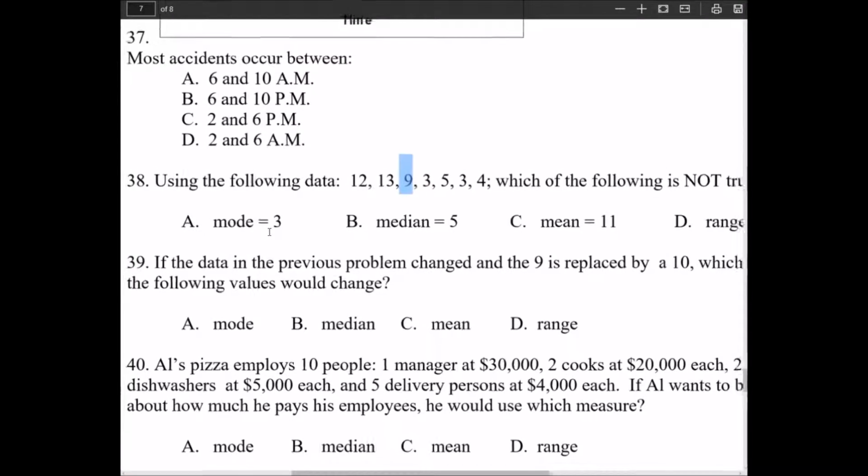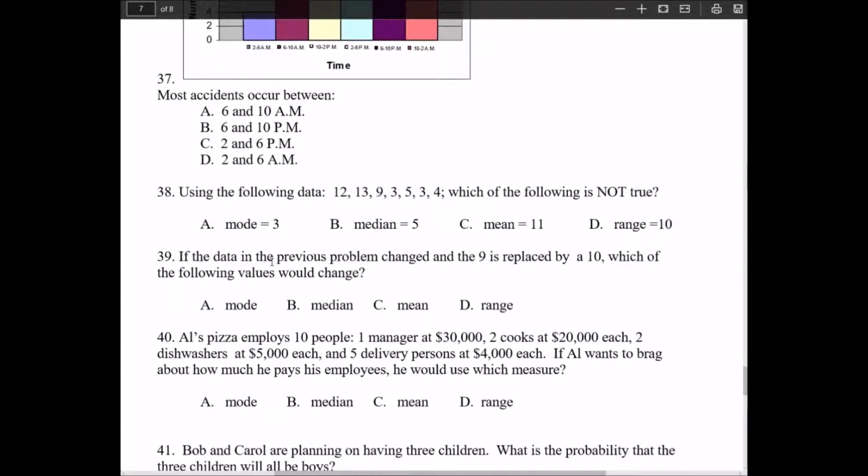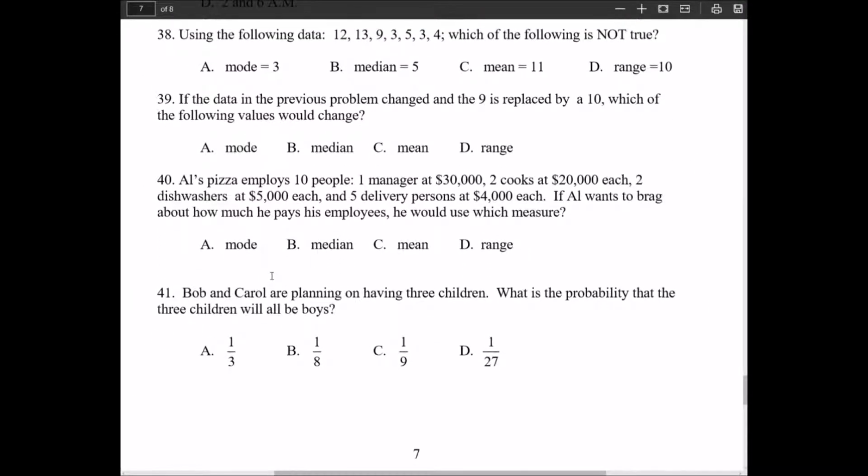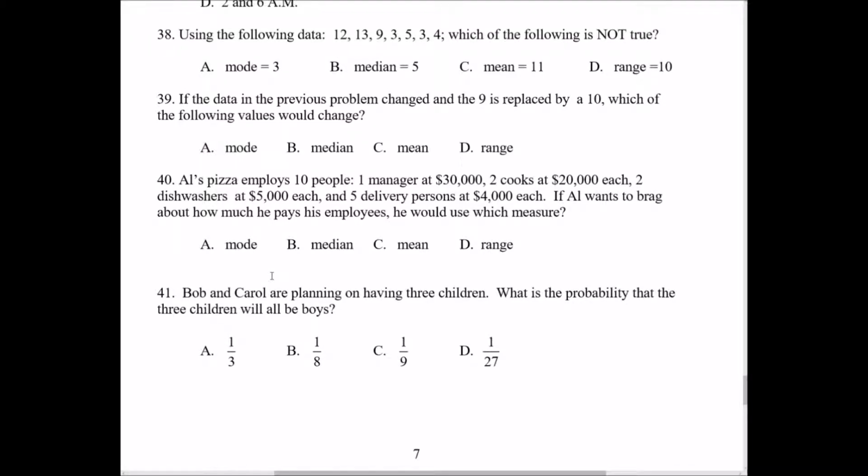Alright, let's go to 40. Al's Pizza employs 10 people: one manager at $30,000, two cooks at $20,000, two dishwashers at $5,000 each, and five delivery persons at $4,000 each. If Al wants to brag about how much he pays his employees, he would use which measure?